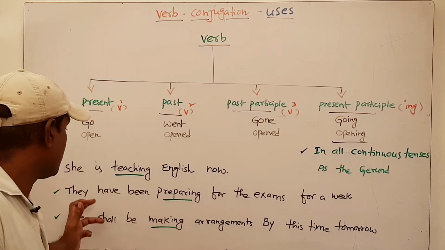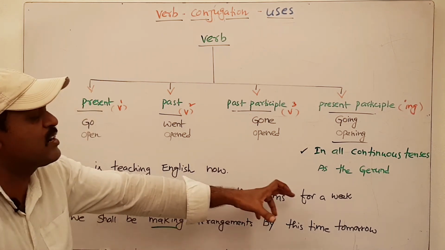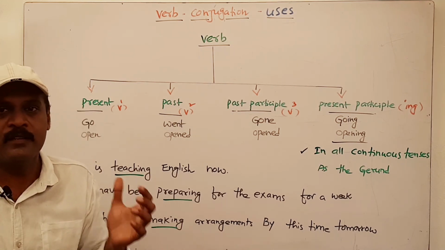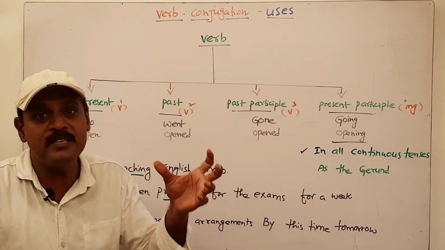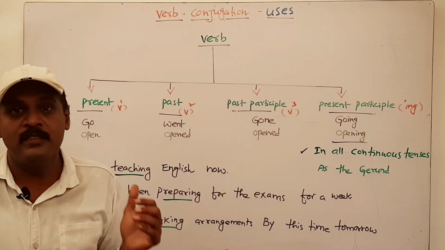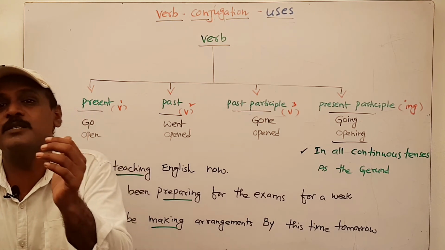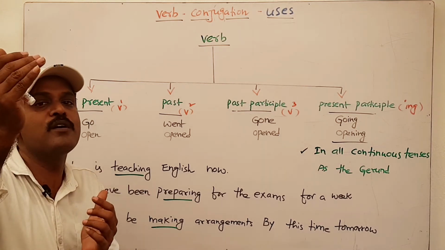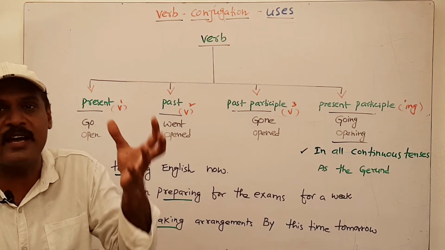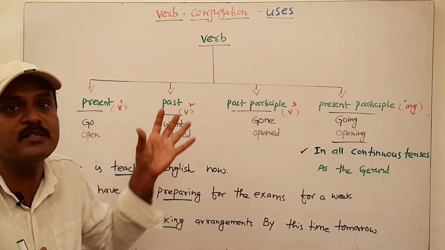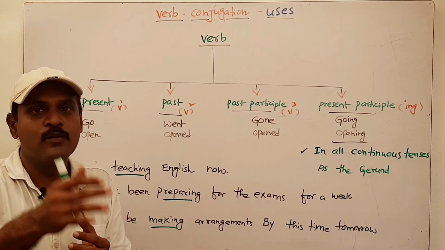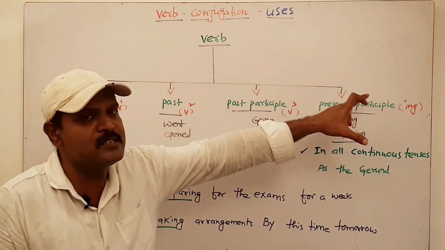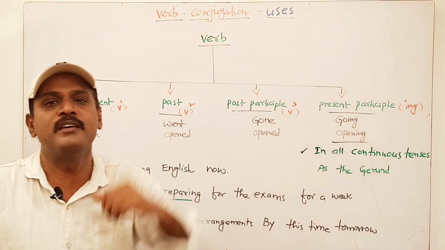The next one: They have been preparing for examinations for a week. For the last 1 week, they have been preparing for examinations. That means the sentence is in present perfect continuous tense. The present perfect continuous tense expresses an action started in the past. It is continuing right now and it may be going on in future too. For such kinds of actions we must use present perfect continuous tense. In that tense, we must keep have been or has been, after that the ing form. That is present participle. It is nothing but the ing form.